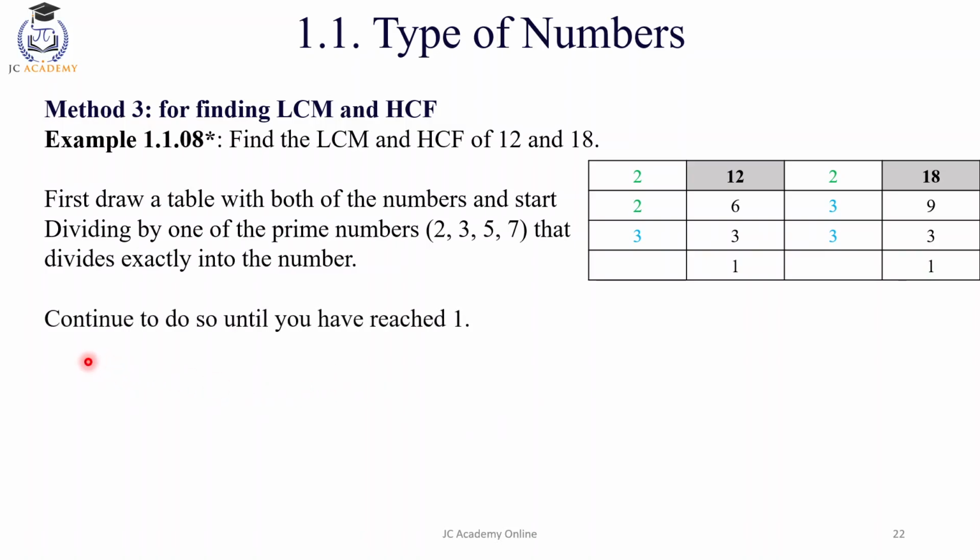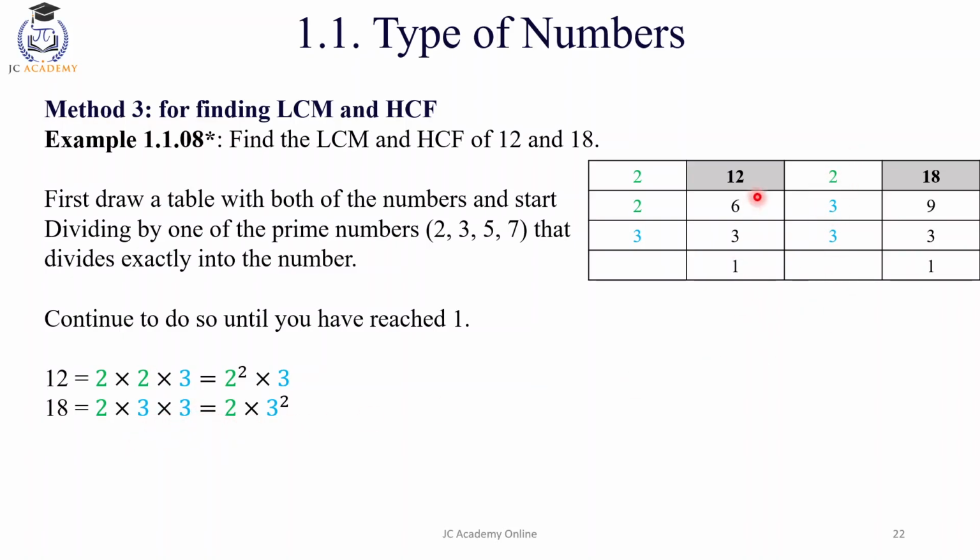So, how do we interpret this? The way we would interpret it is we would look at both of these columns, and write down for the first number 12. 12 is equal to 2 times 2 times 3. Another way to write that is 2 to the power of 2 times 3. And 18, we write down as 2 times 3 times 3.